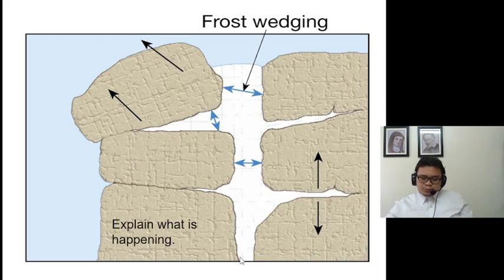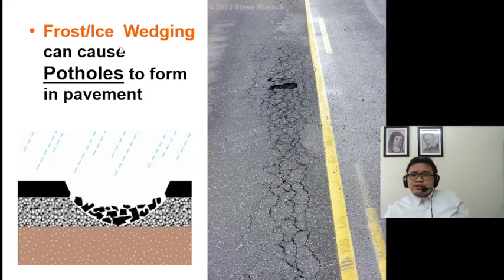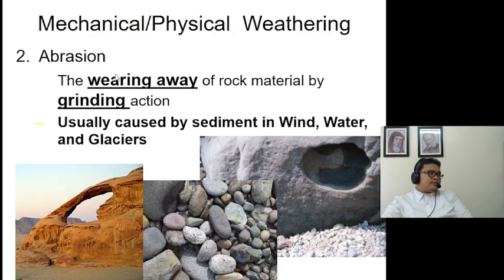Okay, so moving on, frost or ice wedging can cause potholes to form in some pavements, but of course these features are not so common in our setting, because we live in a tropical region. Now of course, in some other countries, these are happening. Another type of mechanical or physical weathering is what you call abrasion. This is the weathering away of rock material caused by grinding action, and usually these are caused by sediments in wind, water, and glaciers.